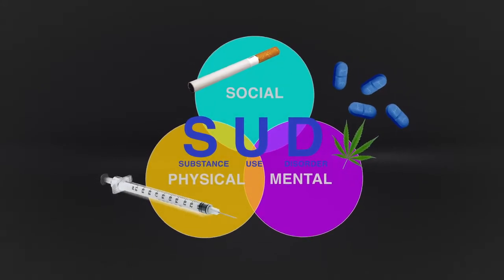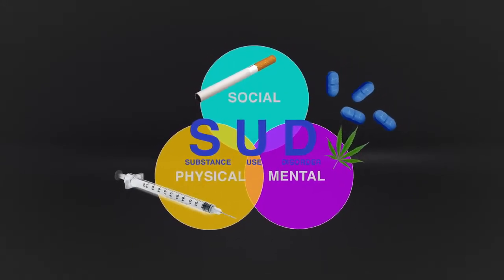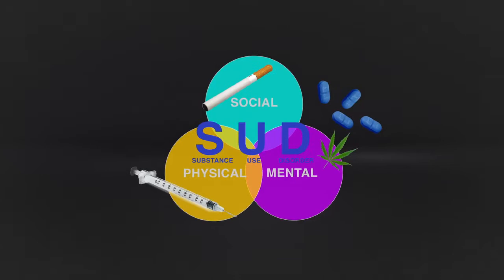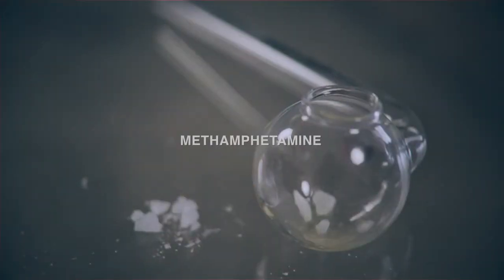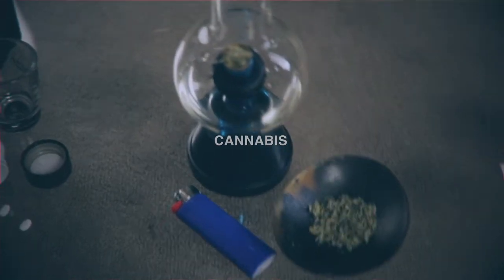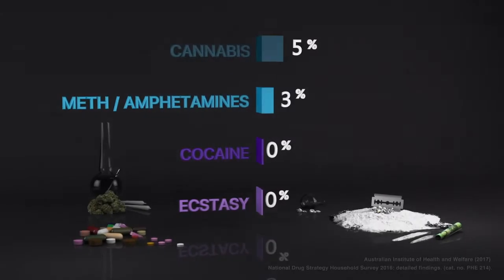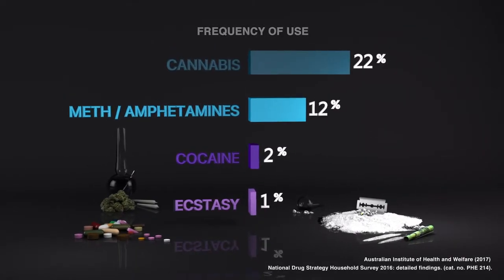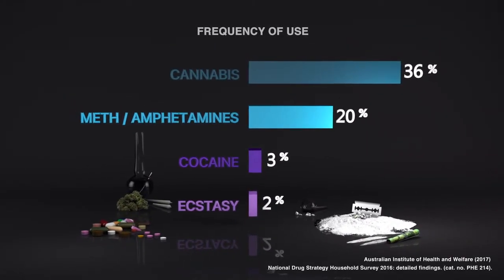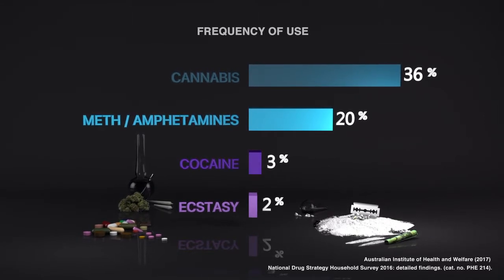a substance use disorder. The three main drugs perceived to cause a substance use disorder are 1. Methamphetamine, 2. Cannabis, and 3. Heroin. Cannabis and methamphetamine users were 10 times more likely to use weekly or more often than ecstasy and cocaine users.